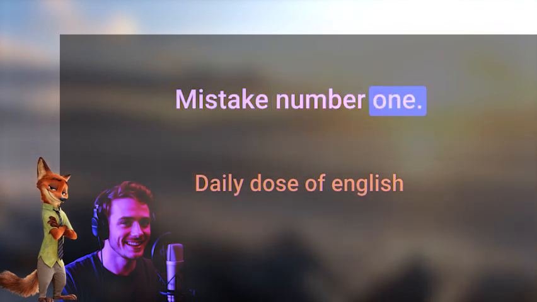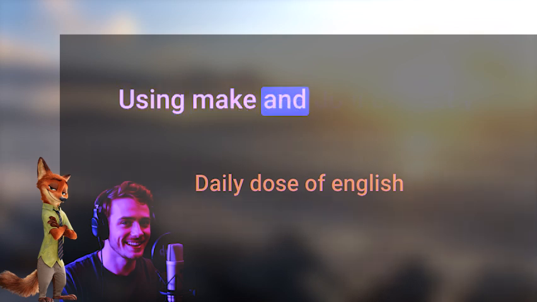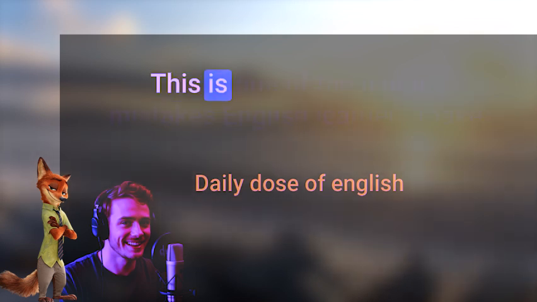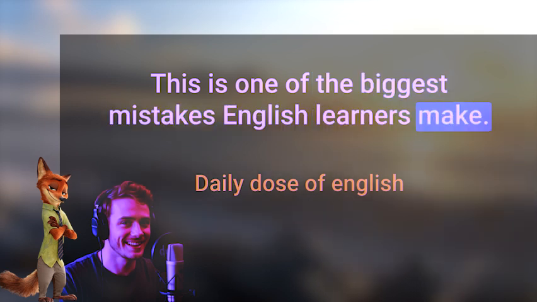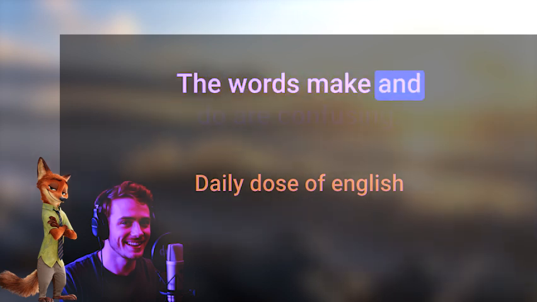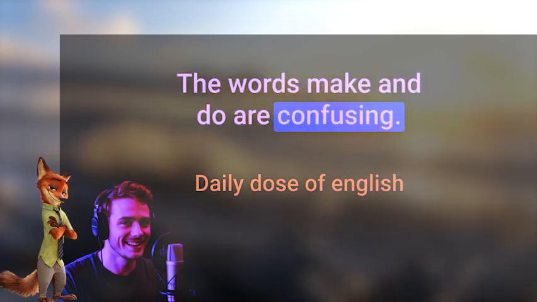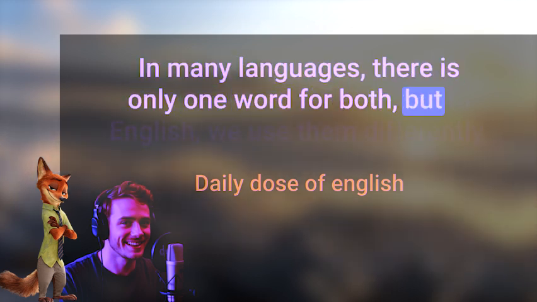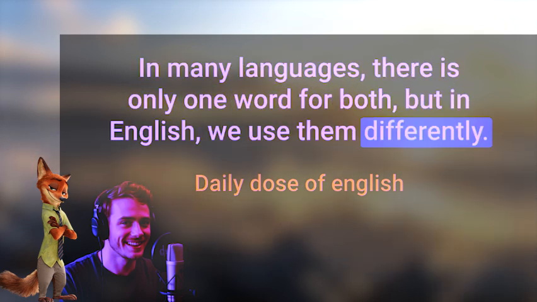Mistake number 1. Using make and do incorrectly. This is one of the biggest mistakes English learners make. The words make and do are confusing. In many languages, there is only one word for both. But in English, we use them differently.